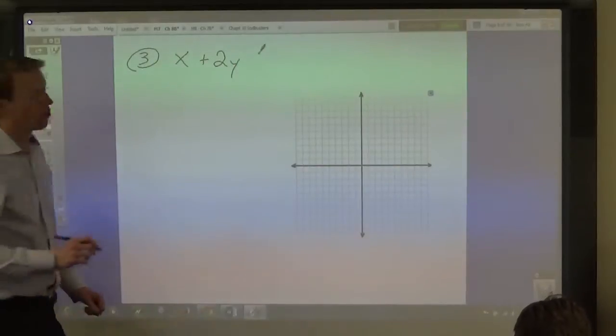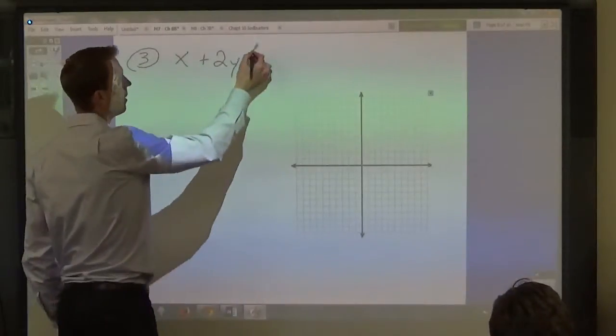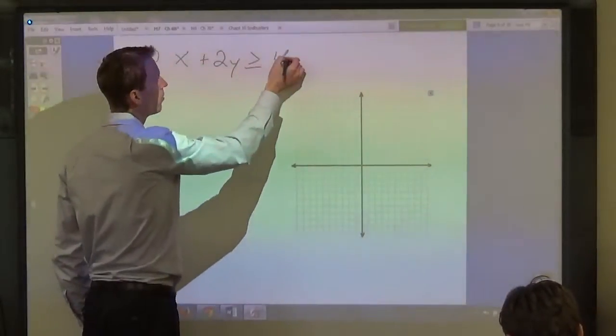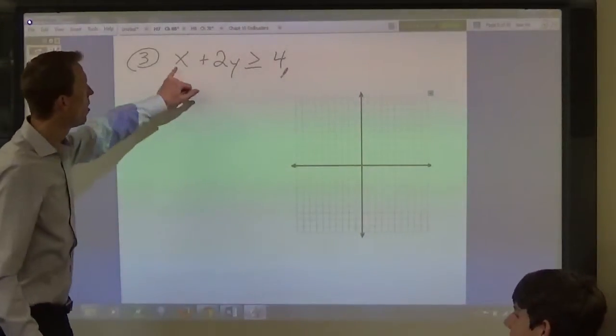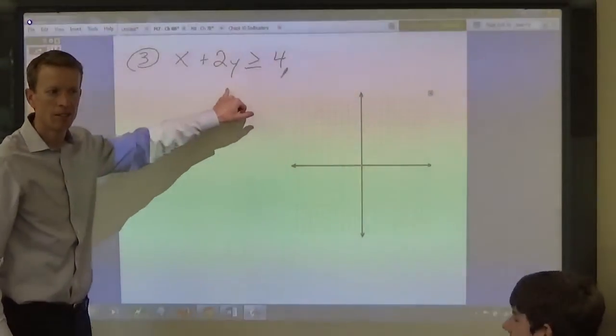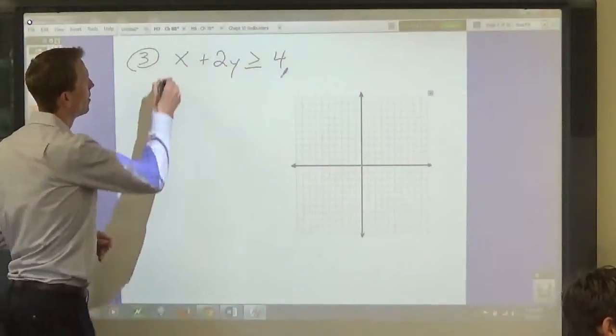Greater than or equal to 4. x plus 2y is greater than or equal to 4. Alright? How would we solve this for y? Henry? First you'd add negative x. Yep.